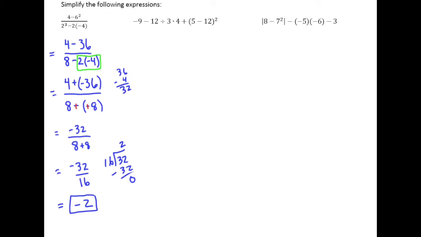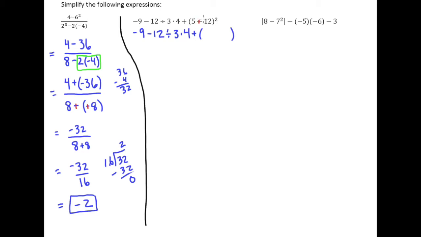In this next example here, we've got quite a bit going on as well. So we look here and we decide what's happening first. Well, I've got parentheses in this case, so that's going to have to come first before I worry about this exponent out here. So we're going to rewrite everything else. Negative 9 minus 12 divided by 3 times 4 plus, and to effectively subtract these, I know that the best thing to do is to turn this subtraction into addition.